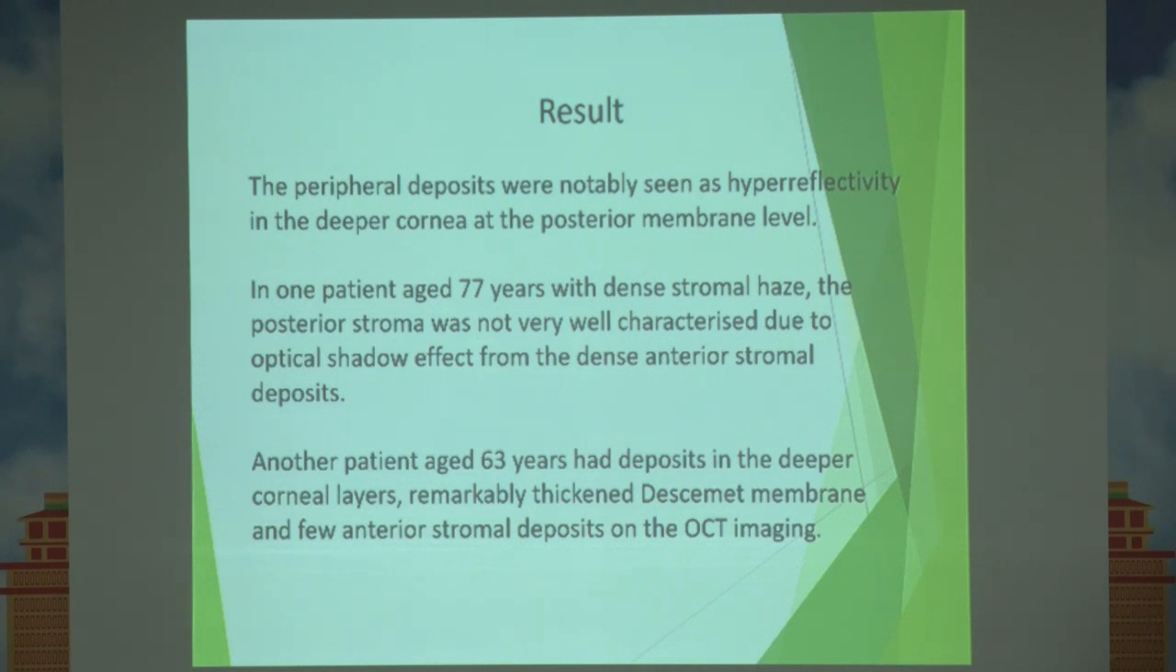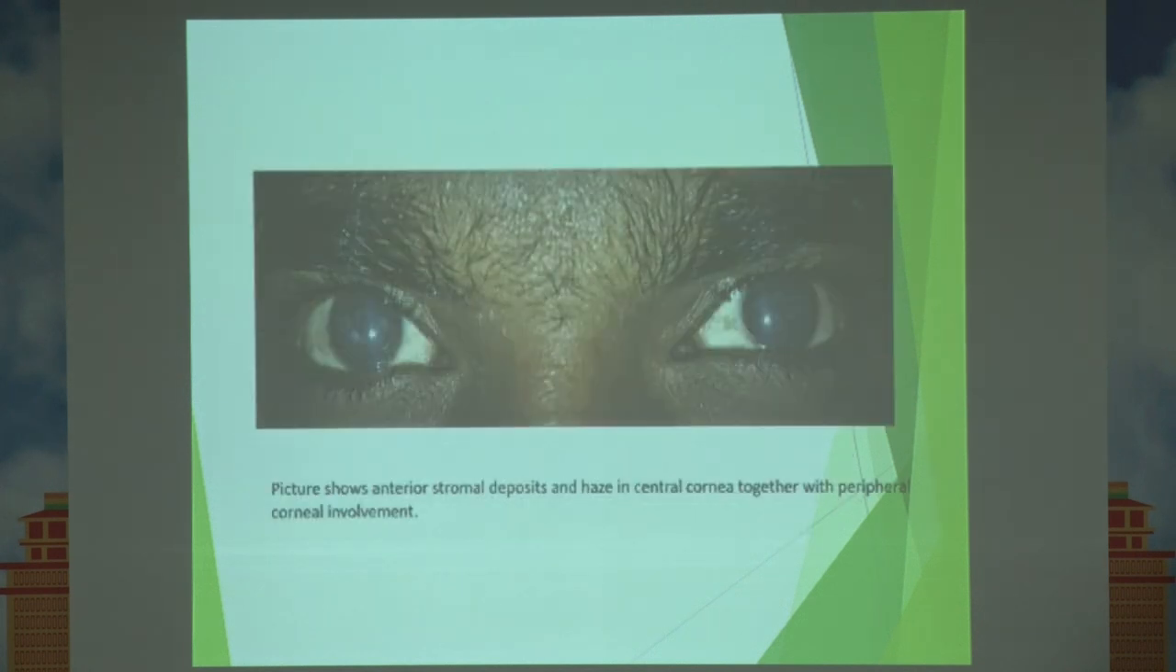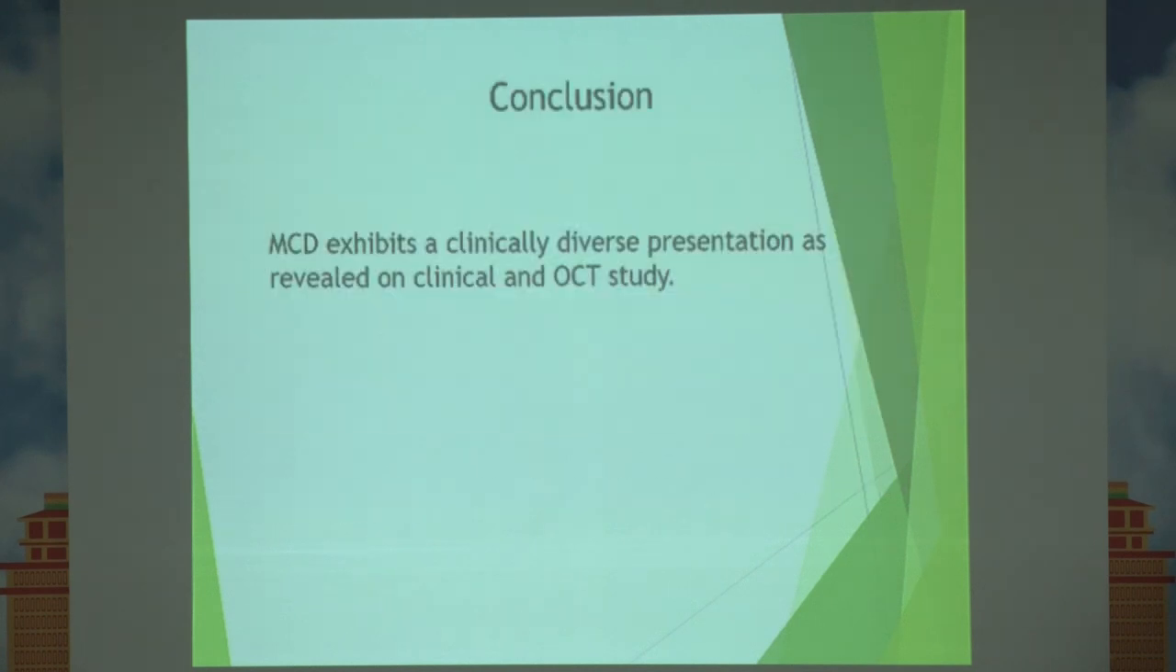The peripheral deposits were notably seen as hyperreflectivity in the deeper cornea at the posterior membrane level. In 1 patient aged 77 years with dense stromal haze, the posterior stroma was not well characterized due to the optical shadow effect from the dense anterior stromal deposits. Another patient, aged 63 years, had deposits in the deeper corneal layers, a remarkably thickened Descemet membrane, and few anterior stromal deposits on OCT imaging. This is a picture of bilateral macular corneal dystrophy.